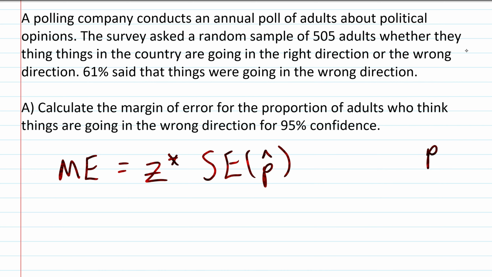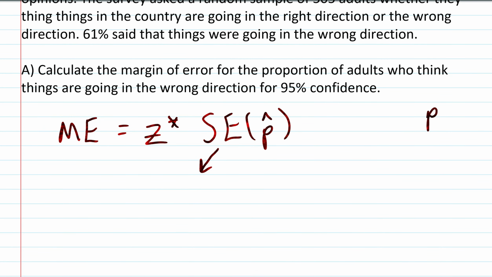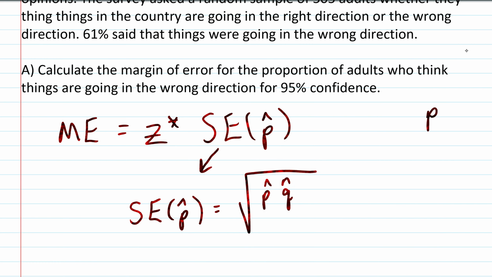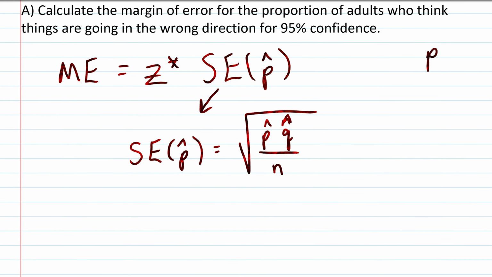All right, so now you just need to recall from previously that the standard error of P hat is given by the formula SE P hat equals the square root of P hat times Q hat all over N, where Q hat is 1 minus P hat, and N is the sample size. So we first need to let P hat be the proportion of adults who said that things in the country are going in the wrong direction. So that value is 0.61.